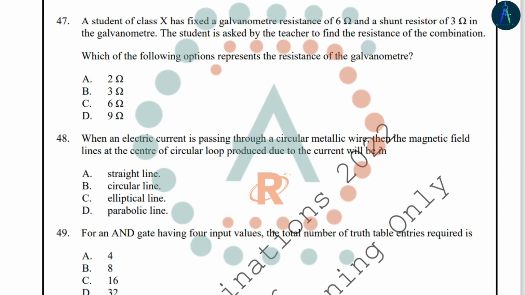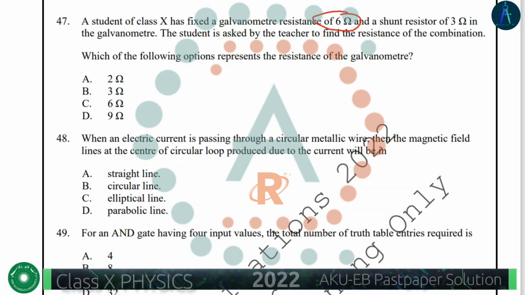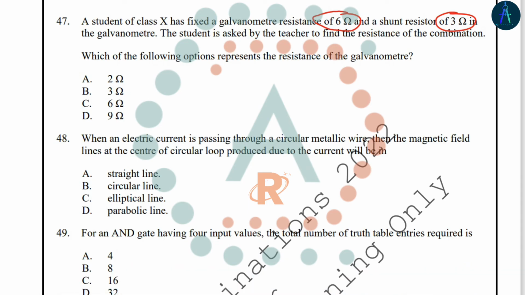Let's see question number 47. A student of class 10 has a fixed galvanometer of resistance 6 ohms and a shunt resistance of 3 ohms in the galvanometer. The student is asked by the teacher to find the resistance of the combination. Which of the following options represents the resistance of the galvanometer?